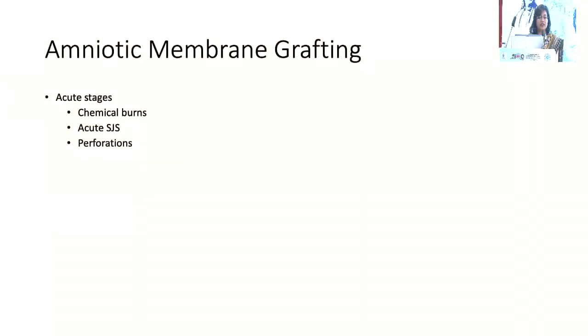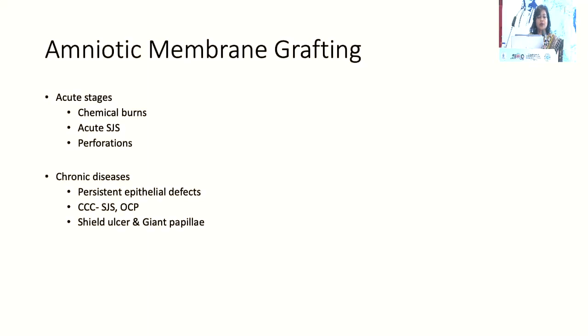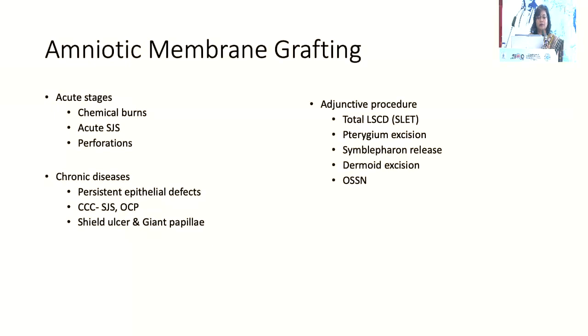grafting in acute phases: in cases of acute burns, acute SJS settings, and for perforations, either impending perforations, descemetoceles, as well as tiny perforations. It can also be used in chronic diseases like persistent epithelial defects, along with chronic cicatricial conjunctivitis like Stevens-Johnson syndrome, ocular cicatricial pemphigoid, for sealing shield ulcer and giant papillae. It can be used as a biological membrane, as a basement membrane, where it is used as an adjunctive procedure in total limbal stem cell deficiency cases like in SLET.